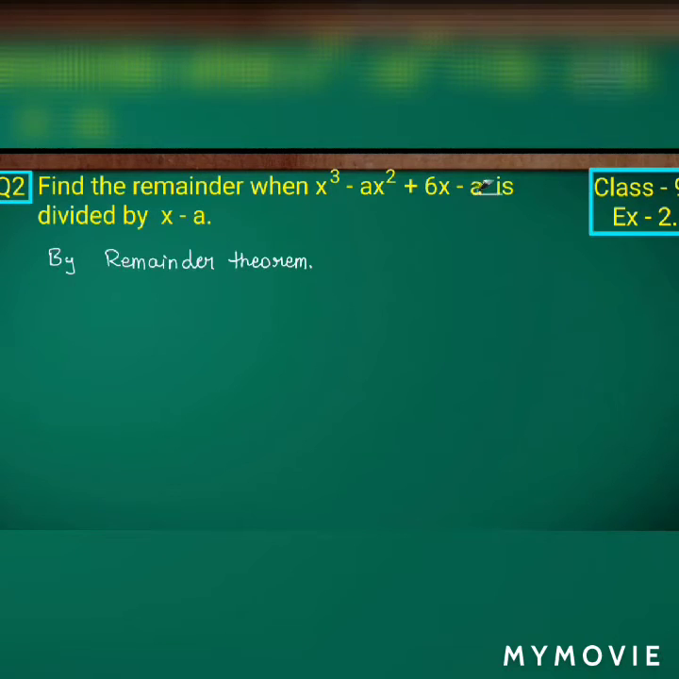So the next question is, find the remainder when x cube minus ax square plus 6x minus a is divided by x minus a. If they have mentioned the remainder, and we have p of x as well as g of x, obviously it is understood that we have to find the 0 of the polynomial by the remainder theorem. Here we have to equate g of x to 0, that is x minus a should be equal to 0. Then x becomes a. That value we have to substitute in p of x, isn't it?